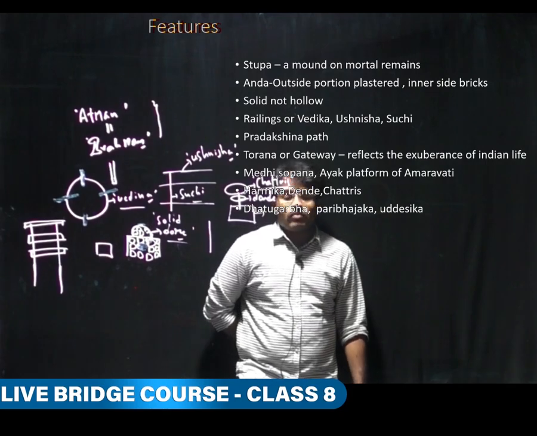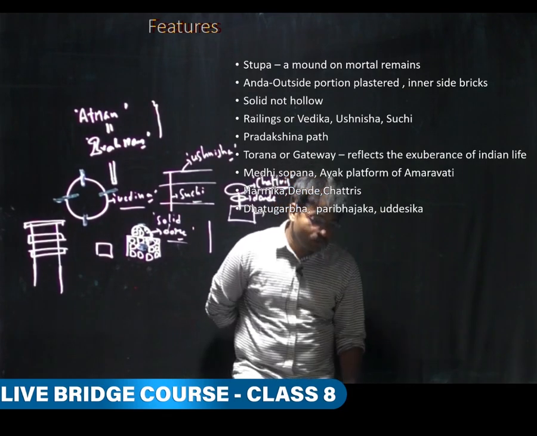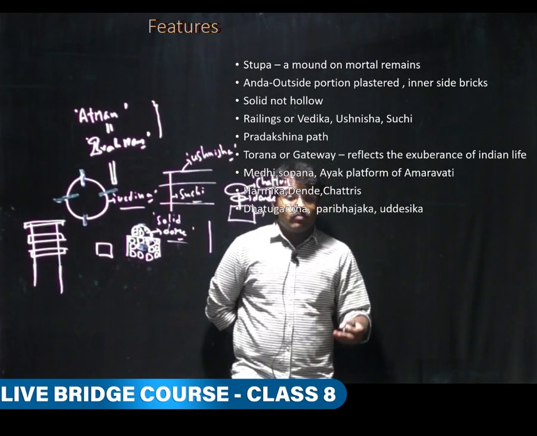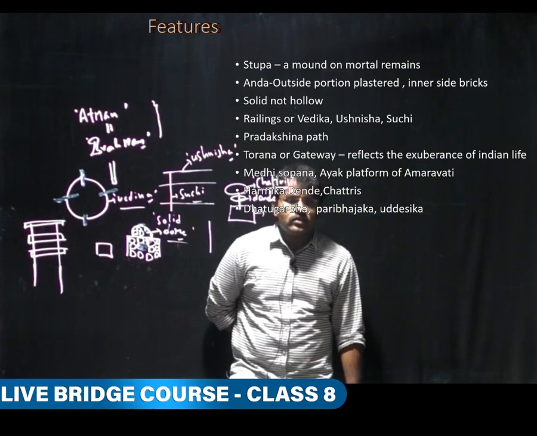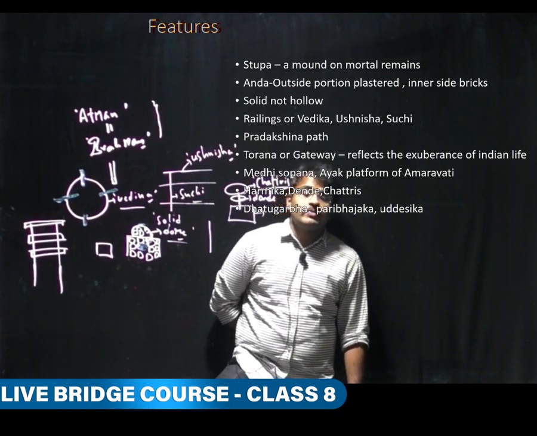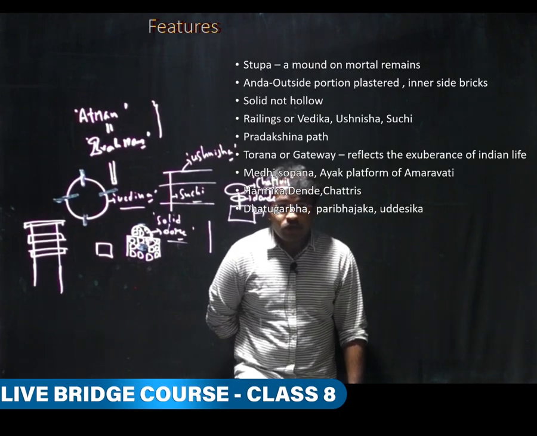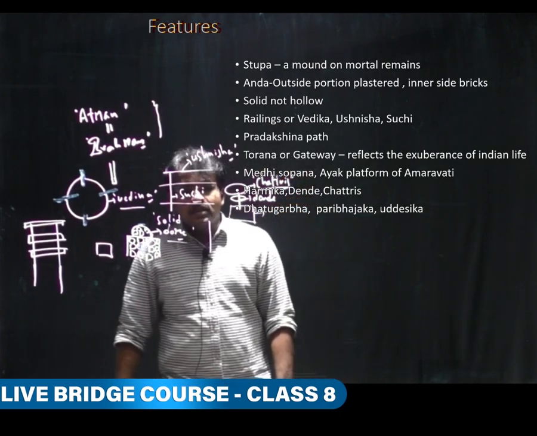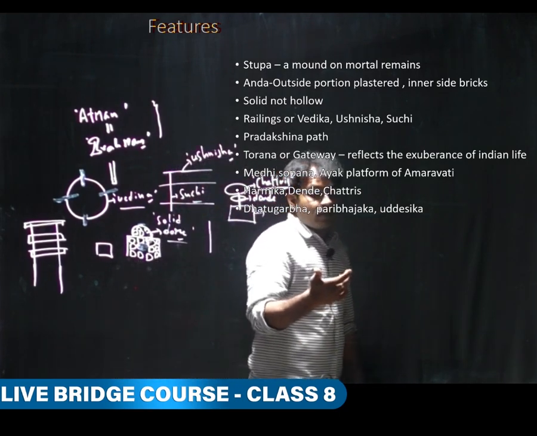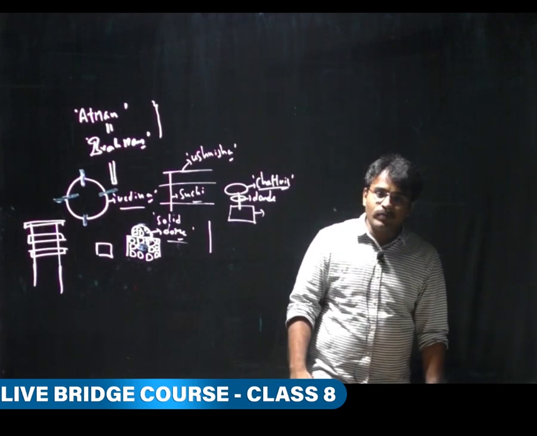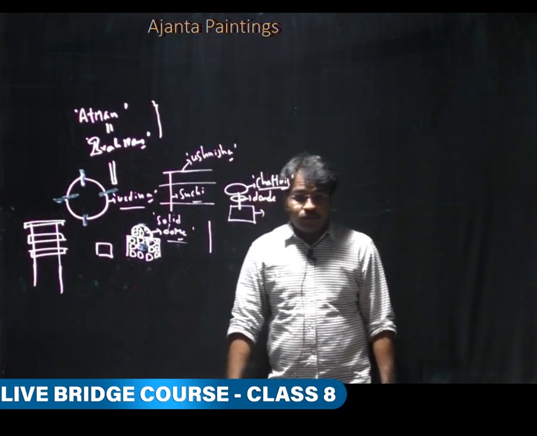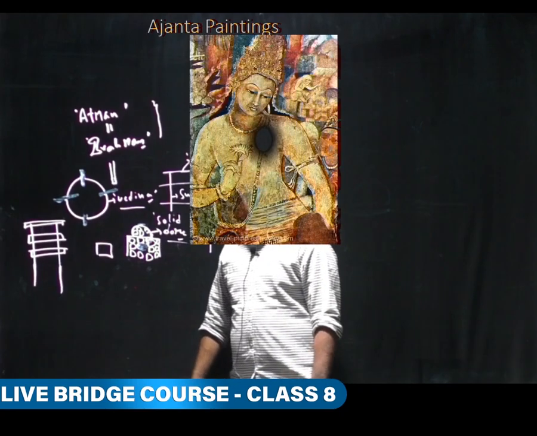If a famous Buddhist monk dies, and there are many famous Buddhist monks, even the Dalai Lama of Tibet today is a Buddhist monk, the people automatically construct a stupa for him. That is known as Paribhajaka stupa. There is an Uddeshika stupa too. I will talk about Uddeshika stupa later.